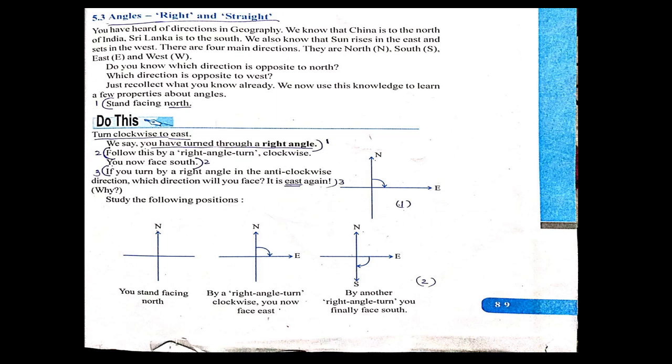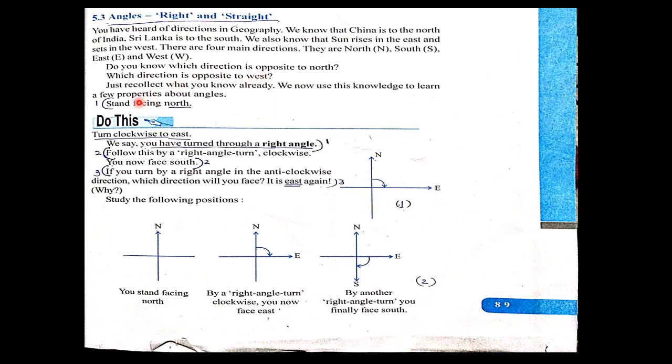So now let us learn about right angles and straight angles. And this we may learn from the concept of directions. And you have learned in geography the directions. There are 4 directions. They are north, south, east and west. Which direction is opposite to north? You know it is south. Which direction is opposite to west, children? It is east.